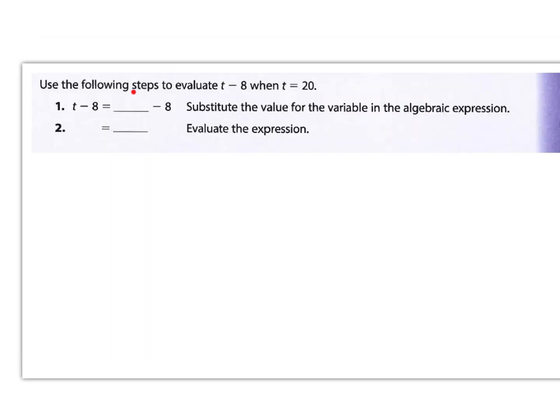This says, use the following steps to evaluate t minus 8 when t equals 20. So notice there's a variable, but now they're giving you the value of the variable. t equals 20, so for t minus 8, we're going to substitute the value for the variable in the algebraic expression. So we would put in 20 for t. So then we know 20 minus 8 equals 12. So that is solving the algebraic expression.